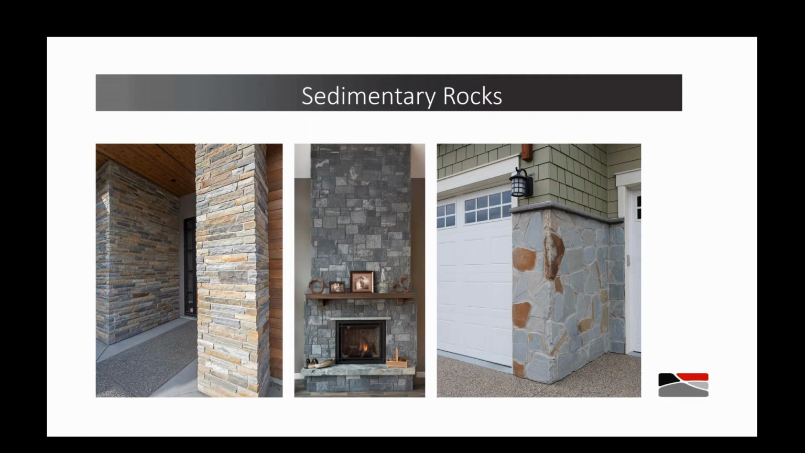So, natural stone 101. There are basically 3 types of natural stone that occur: sedimentary, metamorphic, and igneous. Sedimentary rock is rock that's formed through the deposition and solidification of sediment, predominantly sediment transported by water through rivers, lakes, oceans, glaciers, that kind of thing, and also wind.